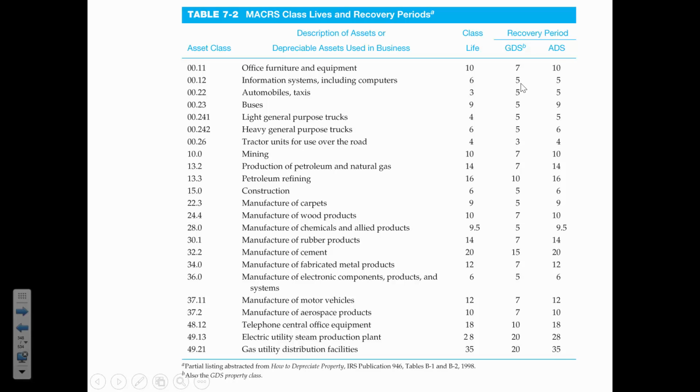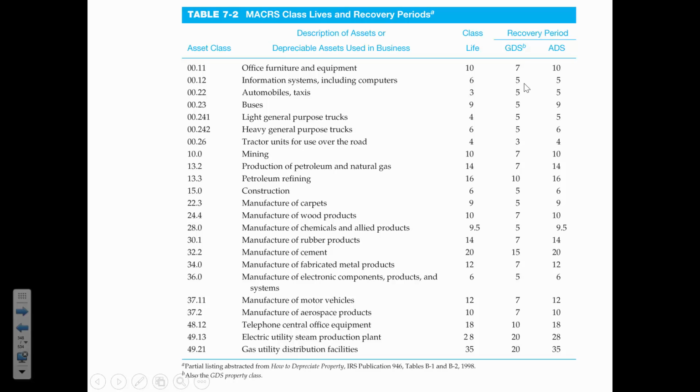And so anytime you see that it's been rounded down, you can think of it as a tax loophole or special interest. You know, whoever's lobbying the government on the behalf of companies that manufacture wood products got a special concession, and they're able to take their depreciation over a smaller number of years.